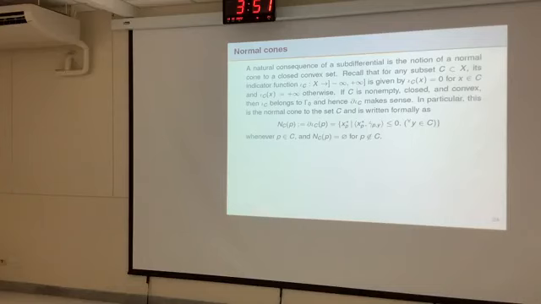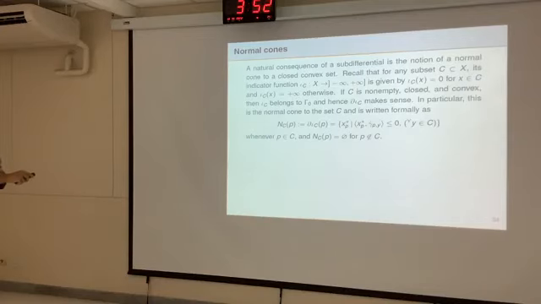And this is one of the examples that shows that the geometry here is completely different from the manifold case. So here I take the normal cone, which is the subdifferential of this indicator function. This indicator function is not the classical one from set theory. It takes zero value on the set, and it takes plus infinity value outside.